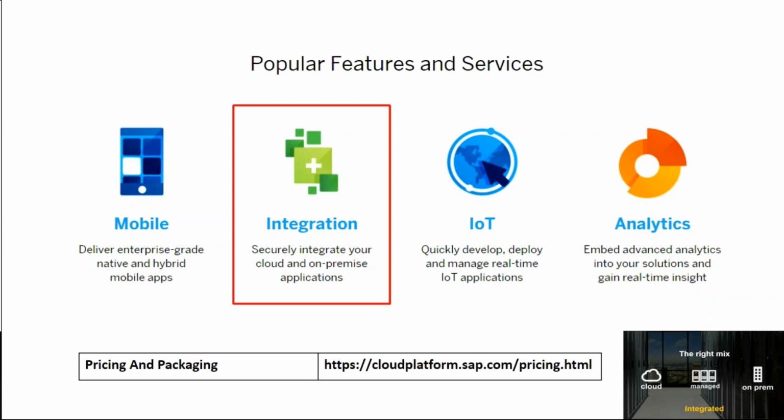These are the popular services or features of your HANA Cloud platform. First of all, you have the mobile services. It provides key capabilities such as multiple authentication methods and secure access to on-premises and cloud-based systems. So you can create hybrid mobile applications which run on on-premises and cloud-based systems. Then you have the integration, which we will understand thoroughly, your HANA Cloud integration.